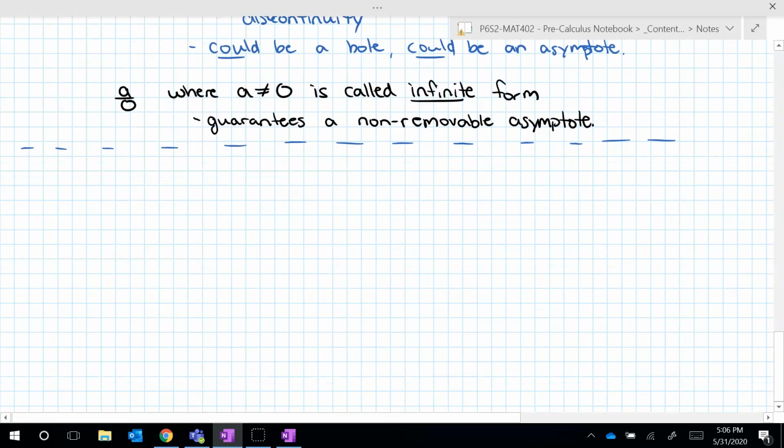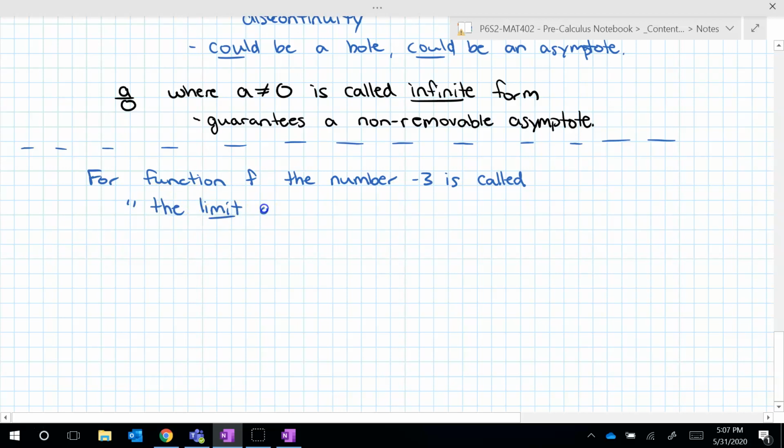So that -3, there's a specific vocab term that's associated with that -3. So for function f, the number -3 is called the limit of the function as x approaches -2. Right?